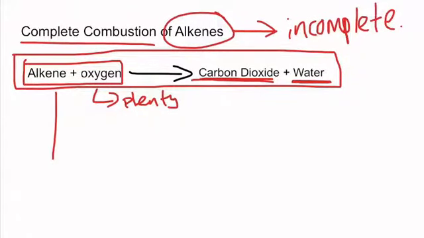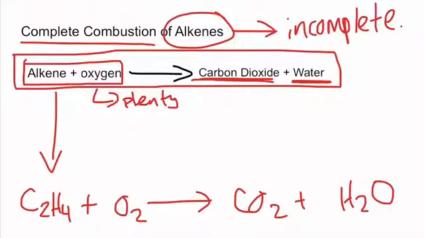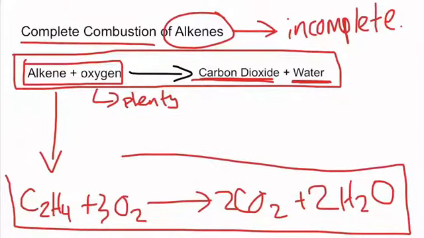So if we take our simplest alkene, ethene, that's C2H4, and react that with oxygen, we can see that this produces carbon dioxide and water. And if we balance that up, we can see that this is our complete combustion of ethene. It's important to note as well that because alkenes, when burnt, generally undergo incomplete combustion, they're generally not used as fuels, and we tend to opt for alkanes.